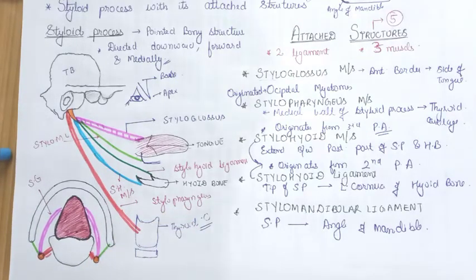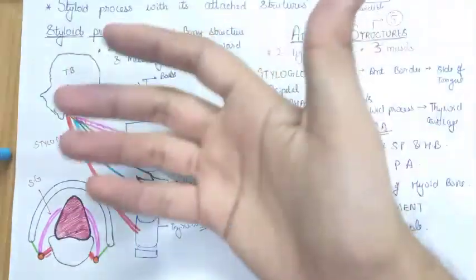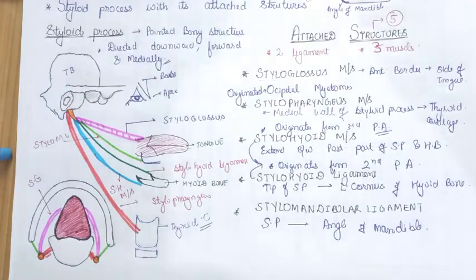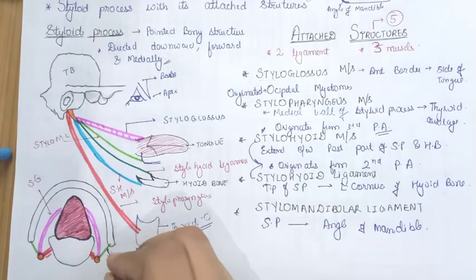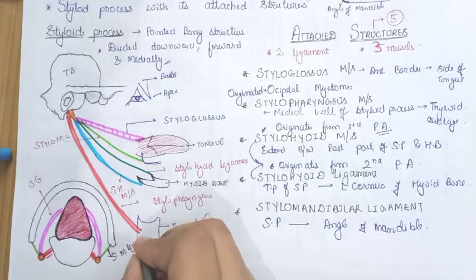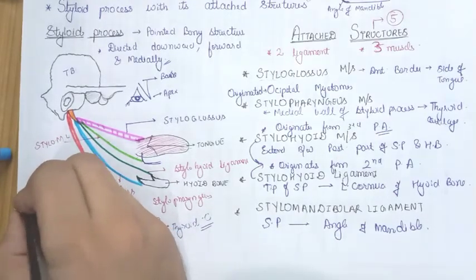So you have to remember the styloid apparatus. We have to know something about the styloid process and the attached structures, and the next part is the clinical part that we will discuss in the next video. So before you hit the back button, let me just label it. This is the stylomandibular ligament, and this is which muscle? Stylopharyngeus.